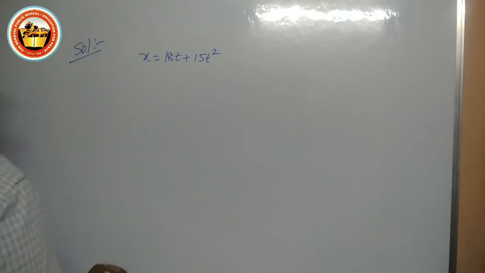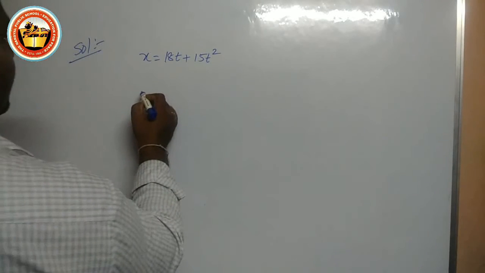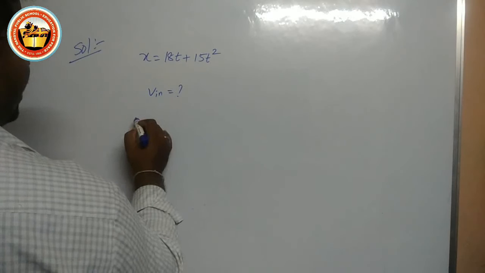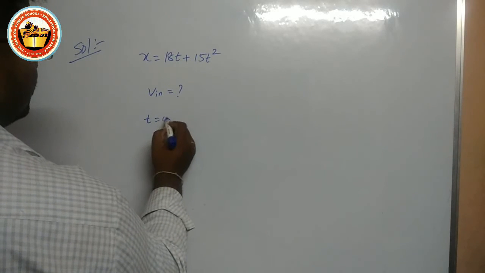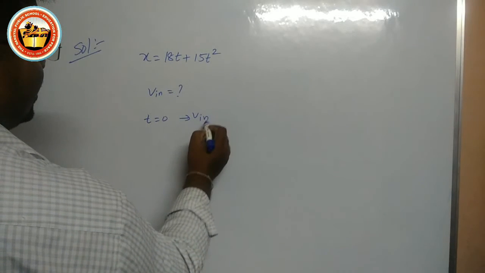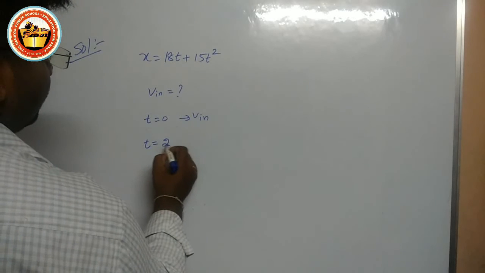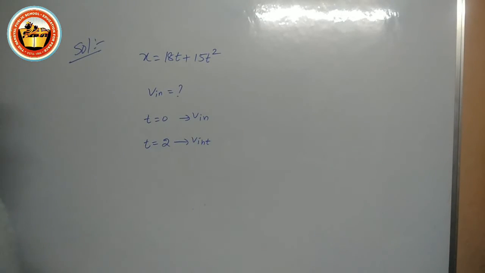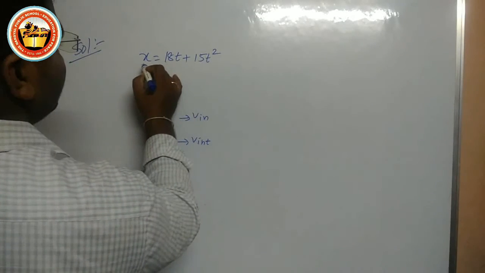Say it is displacement. We have to find the instantaneous velocity at t equal to 0. What is the instantaneous velocity at t equal to 2? Okay, understand? So this is the displacement.